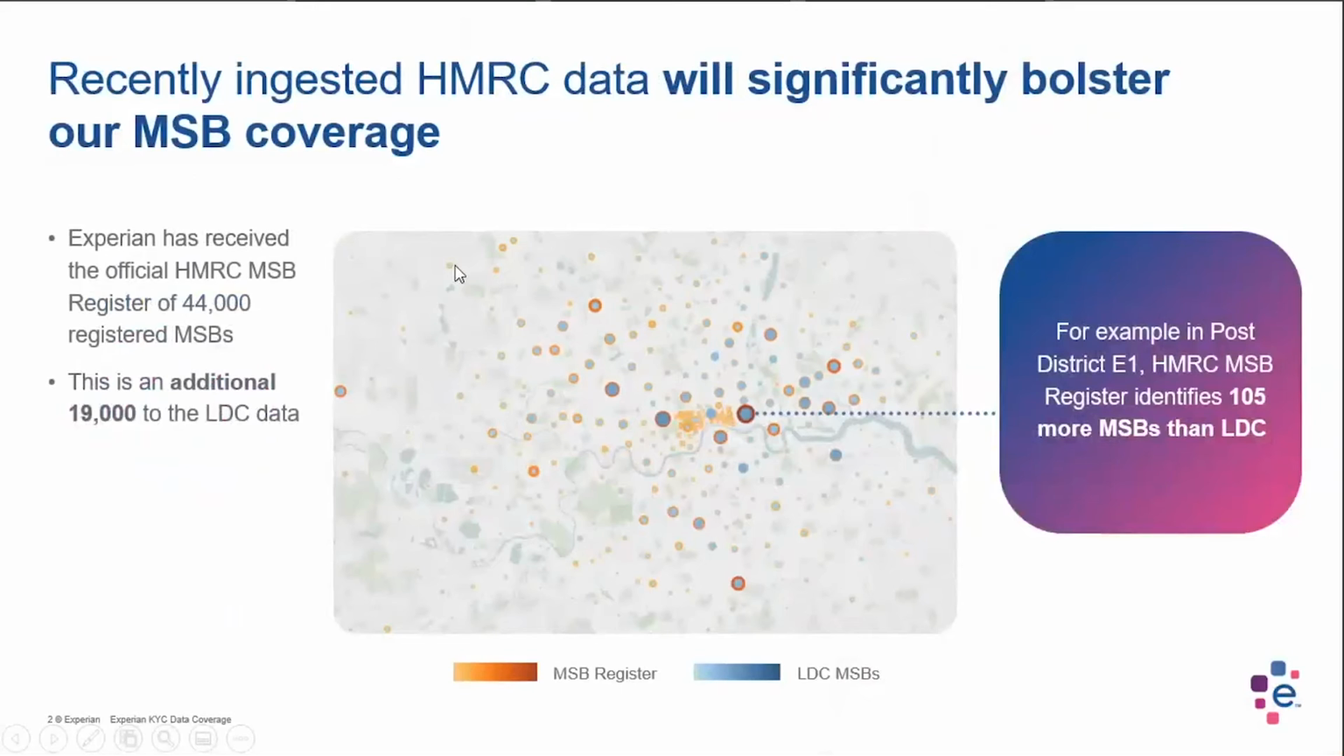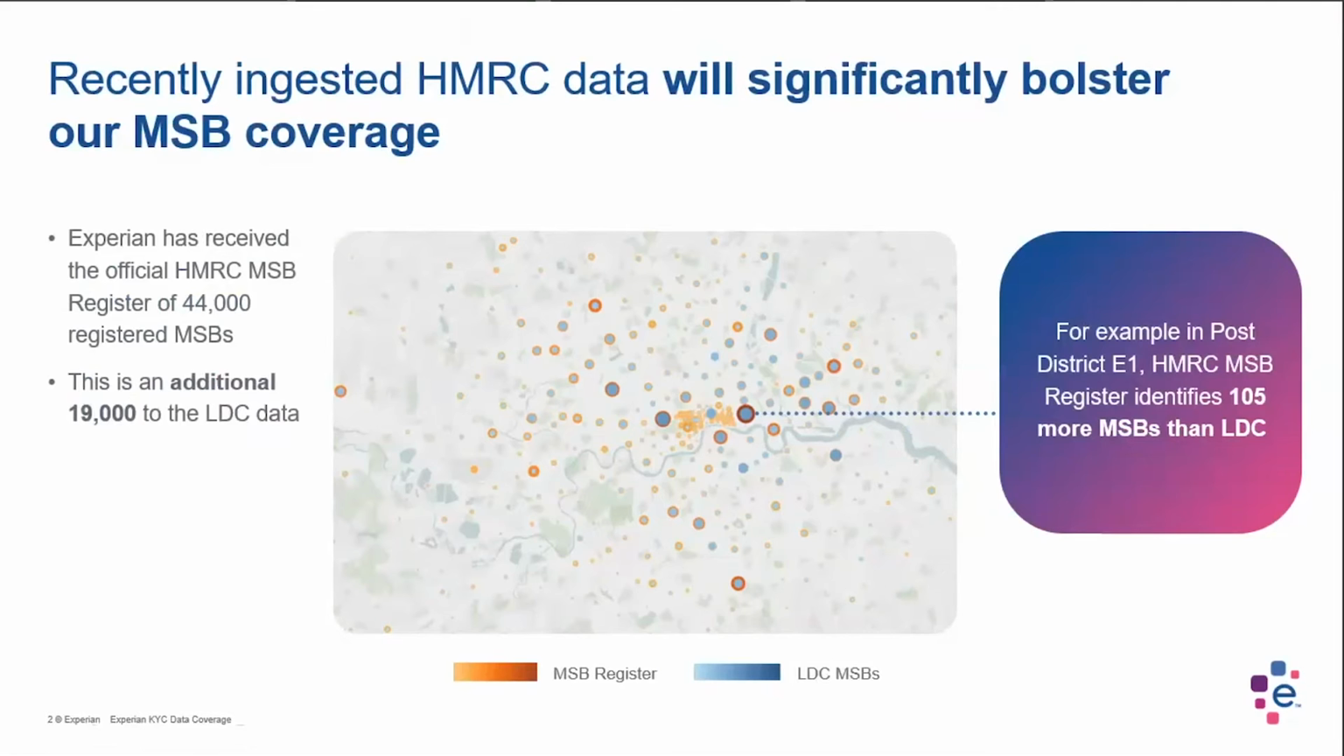So as I mentioned earlier on, we've got MSB data, so money service business data, coming from Local Data Company. And with us now ingesting data from HMRC, we've now got 44,000 new MSBs feeding into the Experian database. Now that's an additional 19,000 MSBs over and above what we got from Local Data Company. That is in no way intended to discredit the data from LDC. It's really valuable in that the LDC data can give us shopfront images and give us clear evidence to say that they are an MSB.